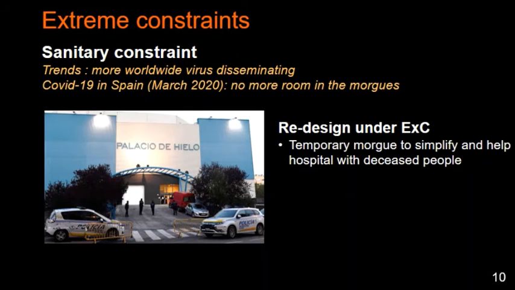Again, due to the COVID-19 crisis, because of the number of deaths, there was no more room in the morgues in Spain in 2020. So they tried to help by using an ice arena to store bodies from hospitals.